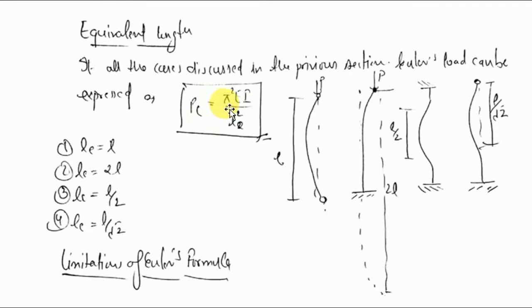P is equal to pi squared EI upon Le squared, where Le is the effective length in all four conditions as shown here: Le is equal to L for both ends hinged, Le is equal to 2L for one end fixed and the other free, Le is equal to L by 2 for both ends fixed, and Le is equal to L by root 2 for one end fixed and the other hinged.